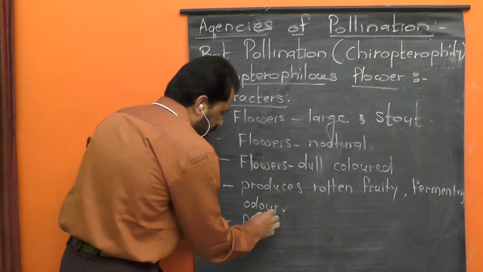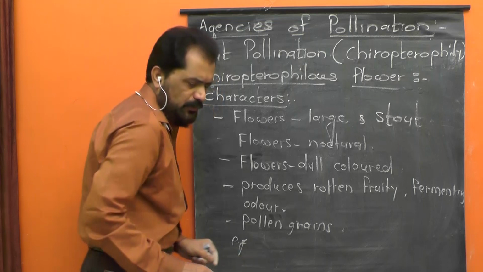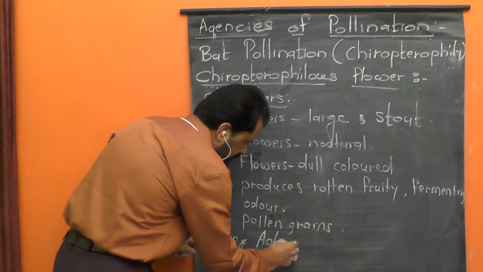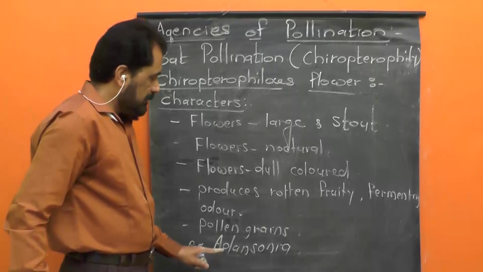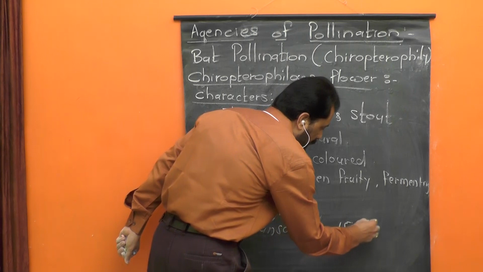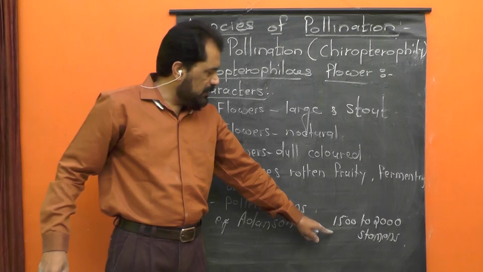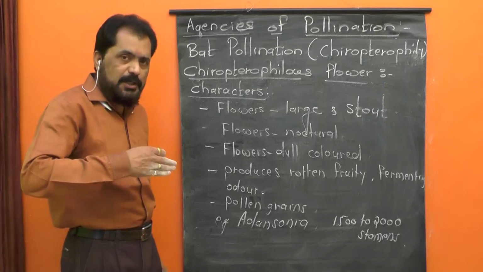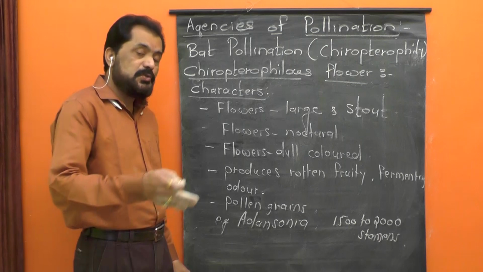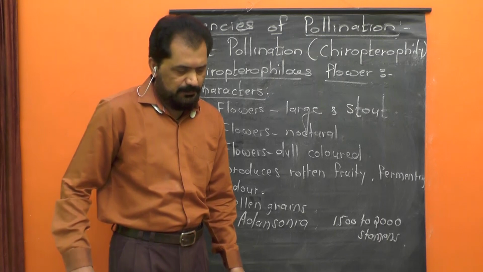Here the pollen grains produced are in very large number. One example is Adansonia. A single flower of this plant shows about 1,500 to 2,000 stamens. Look, a single flower shows near about 1,500 to 2,000 stamens. So obviously, a large number of pollen grains are produced, because the pollen grains may be consumed by the bat as its food, or there is a chance of loss of pollen grains, and therefore a large number of pollen grains are produced here.